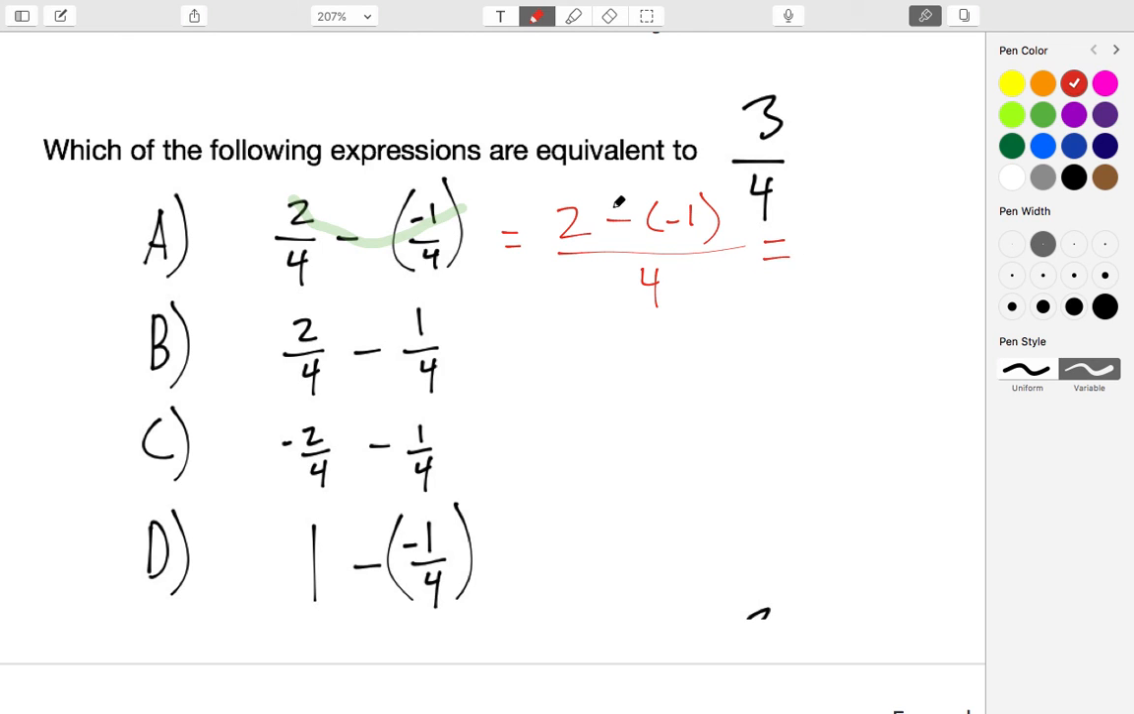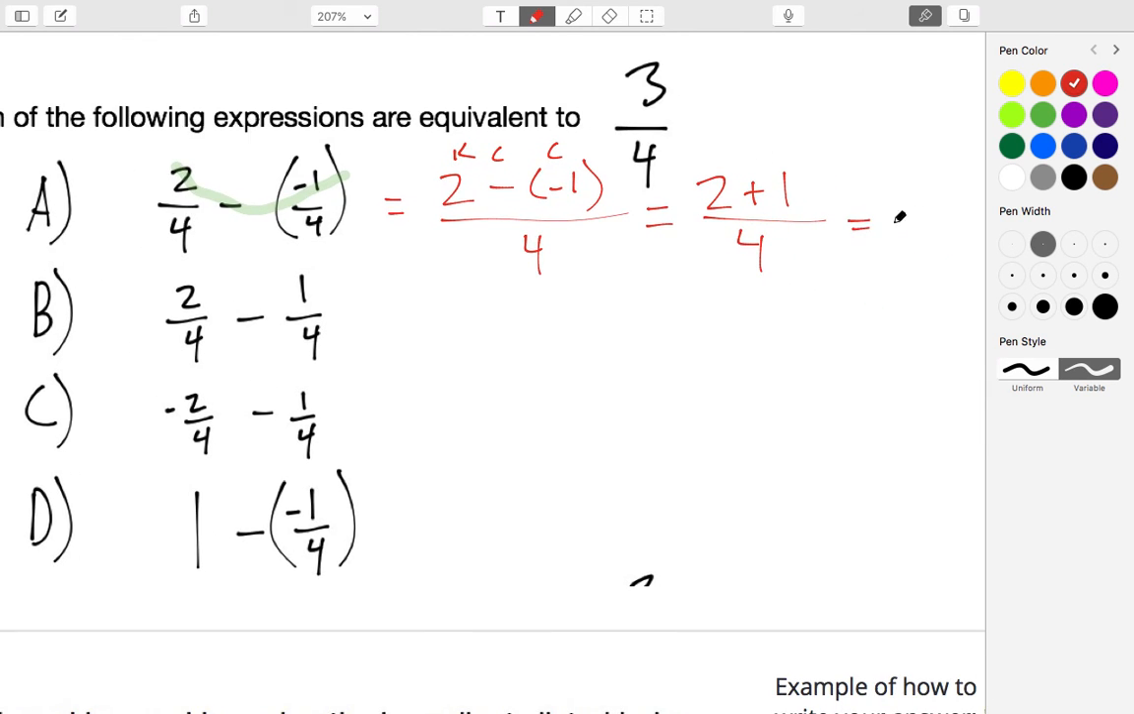Now, what's the operation? Subtraction. Which means, Andrew, what does that mean? If you see subtraction, you do what? Very good. So we're going to do KCC, keep, change, change. So we're going to say keep the 2 as a 2. Andrew, finish it off. Subtract. And then what's this last part? All right. 2 plus 1 over 4.